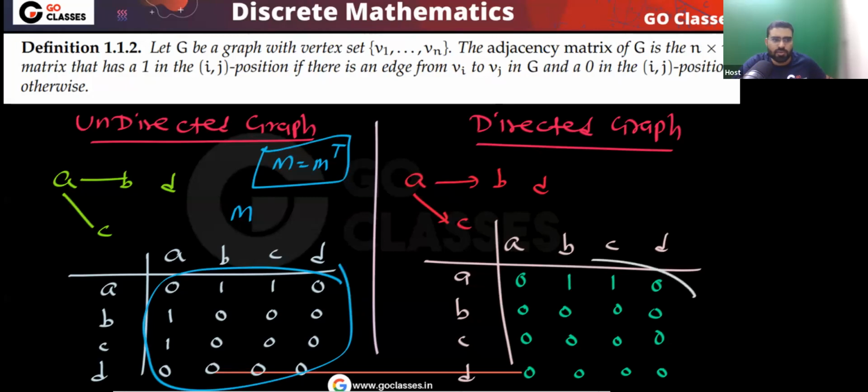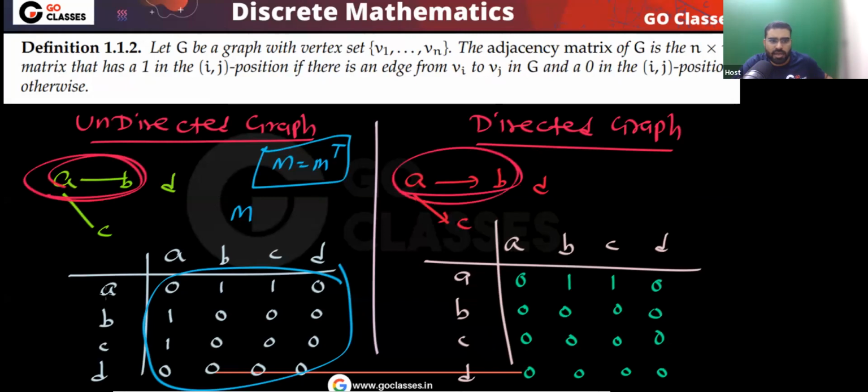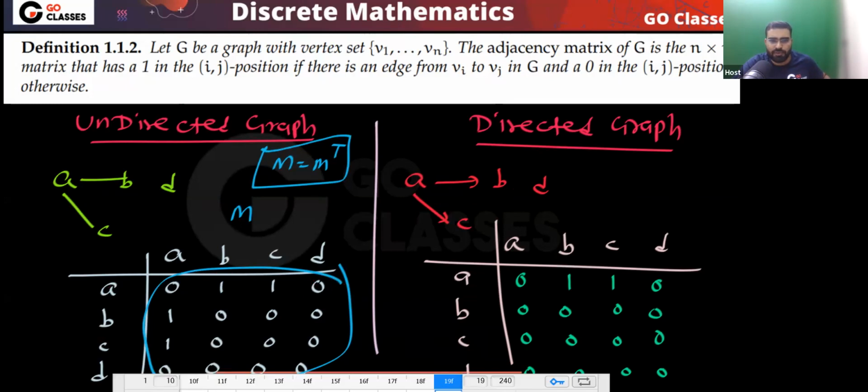So this is your concept of adjacency matrix. Adjacency matrix simply means that if you have an edge from A to B, then you put 1 in the A, B entry. If there is no edge, from A to D for example, then you put 0 in that entry. So this is the simple concept of adjacency matrix that we already know.